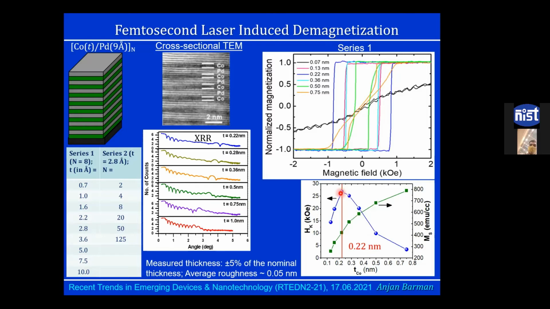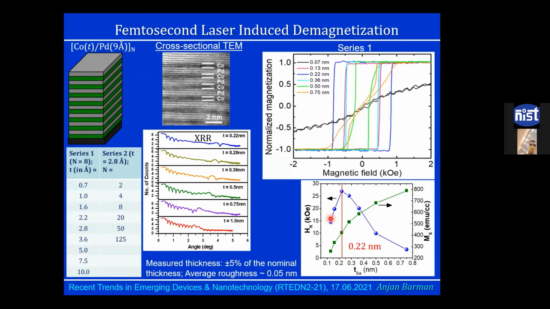Okay, so when you go below a monolayer thickness, you will not have a continuous growth. You will have island formation, and as a result, the interface will not be continuous. The interface will have patches, and as a result, the anisotropy will decrease. So this is what we understand from here.